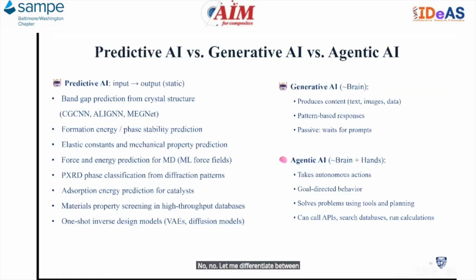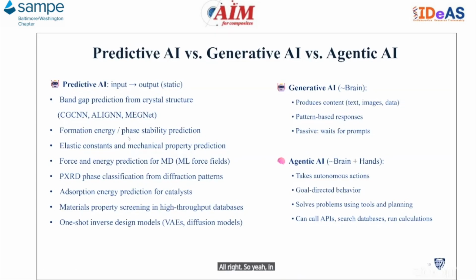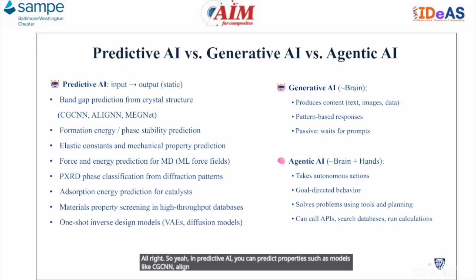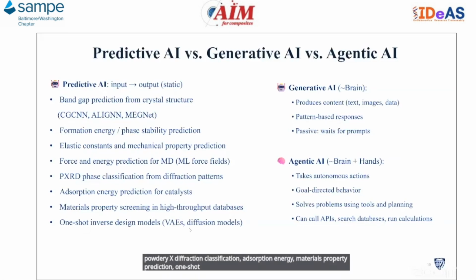Let's differentiate between predictive AI, where you get an output. Suppose you want to predict the band gap of a crystal. In predictive AI, you can predict properties with models like CGCNN, ALIGNN, and MatGL, which can predict properties like formation energy, band gap, forces on atoms, energetics, powder X-ray diffraction classification, absorption energy, materials property prediction, and one-shot inverse design like variational autoencoders and diffusion models. So these are all predictive models.